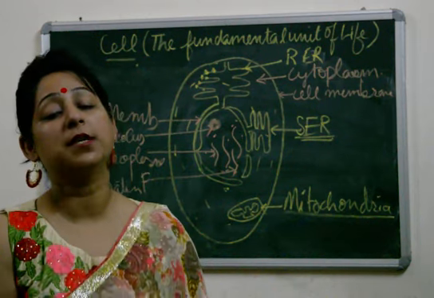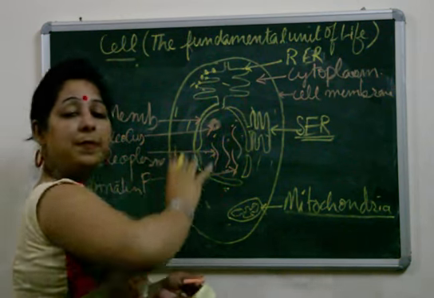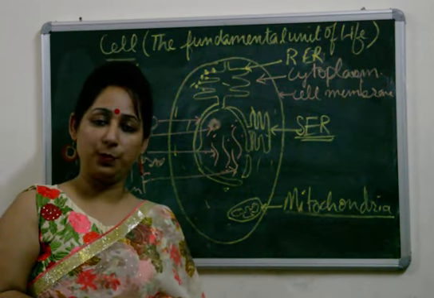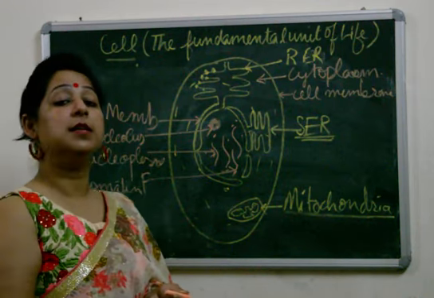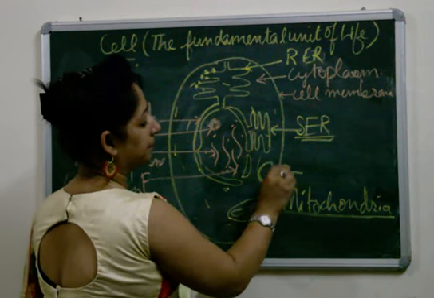It also gives a structural framework to the cell. It also helps the cell to remain in a particular shape. These are the functions of endoplasmic reticulum. Now comes the next cell organelle, that would be the ribosomes.